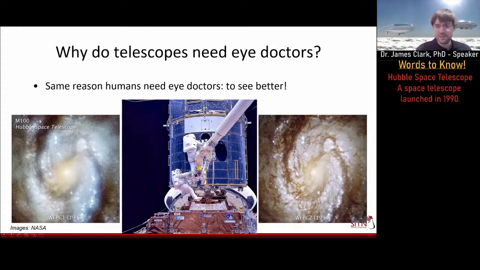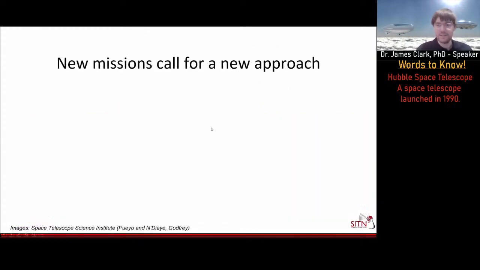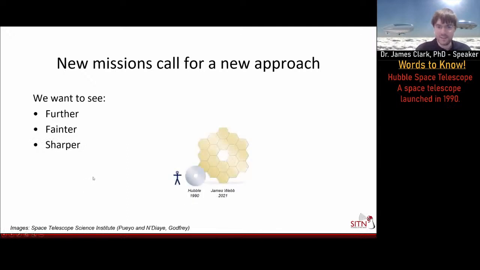The Hubble Space Telescope was a very successful mission. It still is a very successful mission, but it is more than 30 years old. We've learned a lot about how to build cameras and mirrors and things since then. And astronomers are always ever more ambitious. They're always wanting to see objects further away that are fainter and with more detail than ever before. And so the way to do that is to build bigger telescopes.